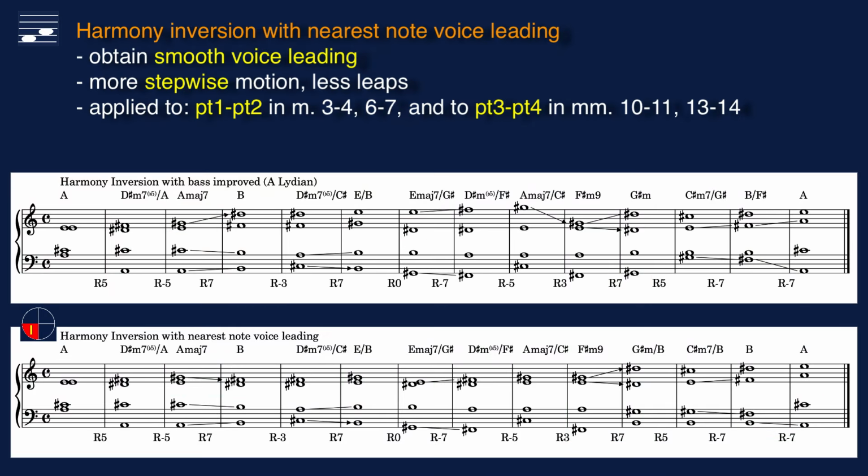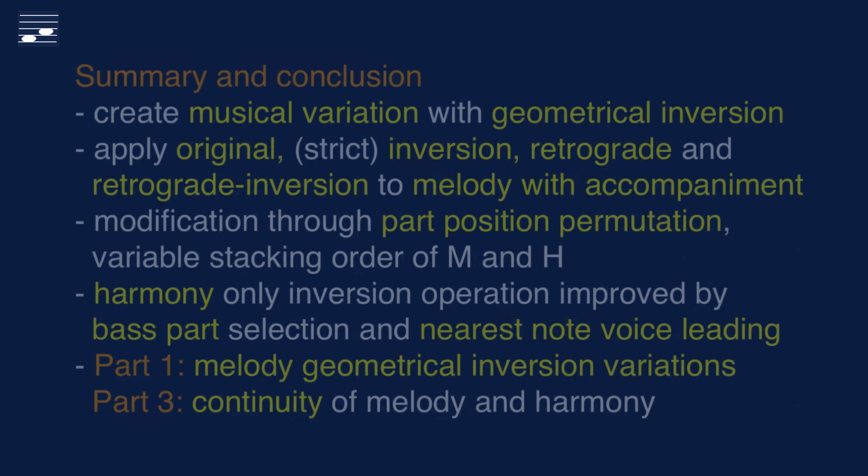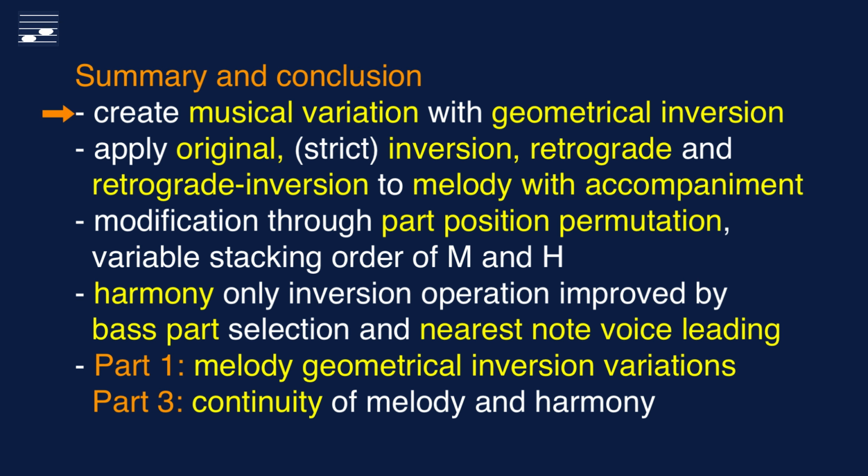The result is a more balanced harmony setting as a geometrical inversion of original diatonic 4-part harmony. In summary, remember that the subject of this Schillinger System tutorial series is obtaining musical variation through geometrical inversion. In this episode we apply the 4 fundamental forms to a combination of melody and harmony, and then look at options for improving the harmony setting. All examples were in the diatonic 4-part harmony system.